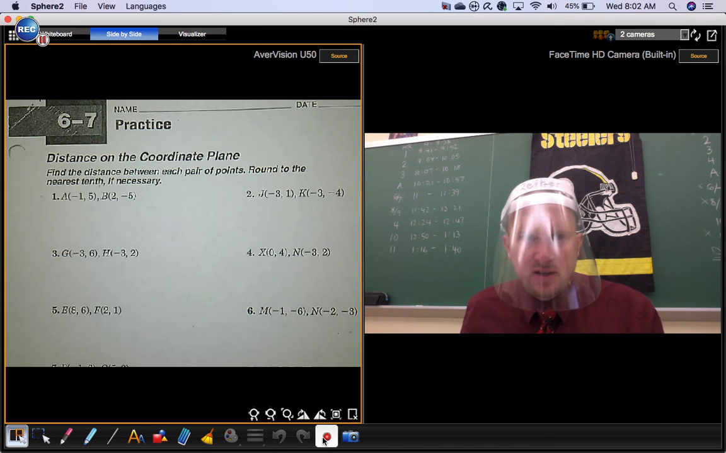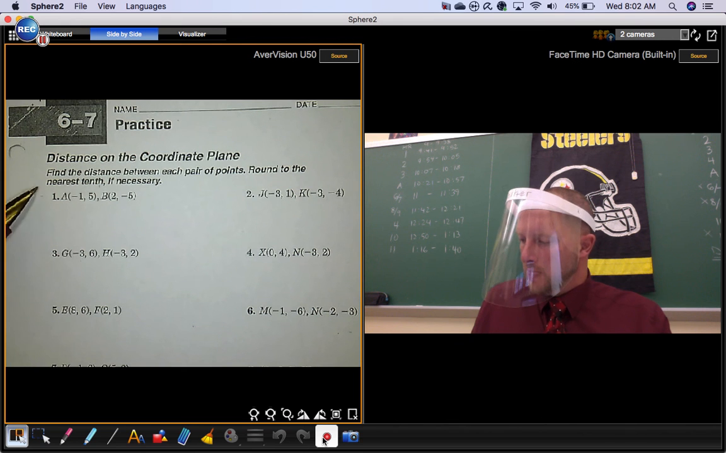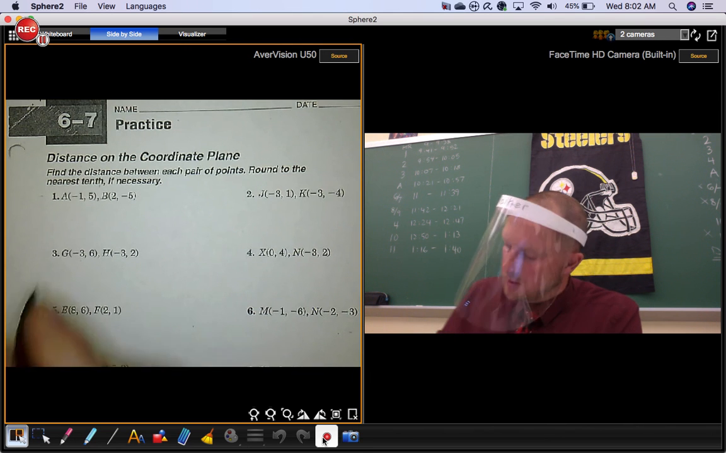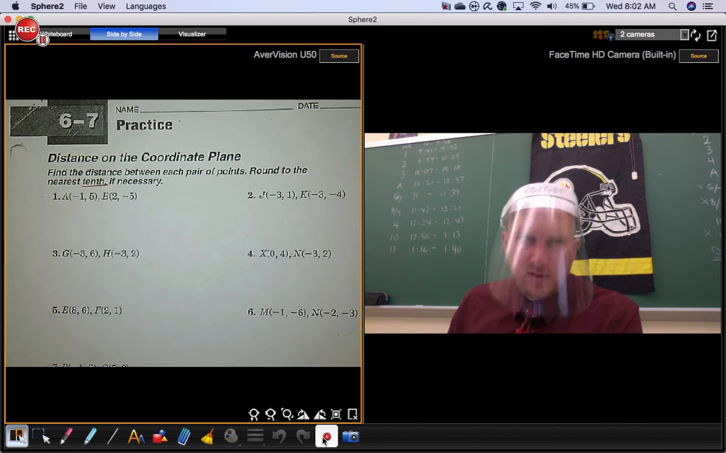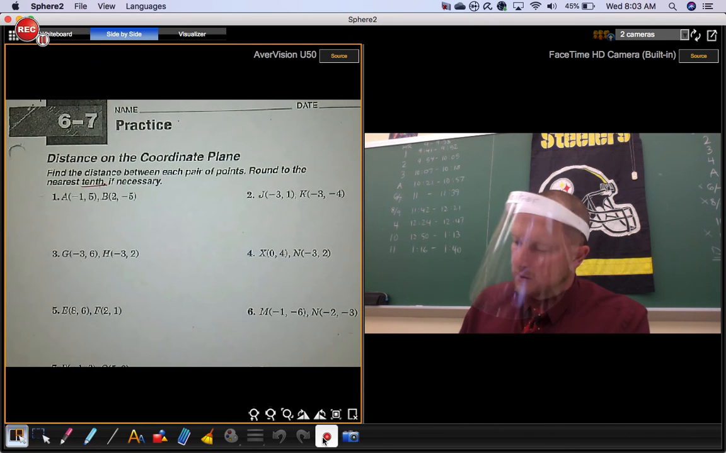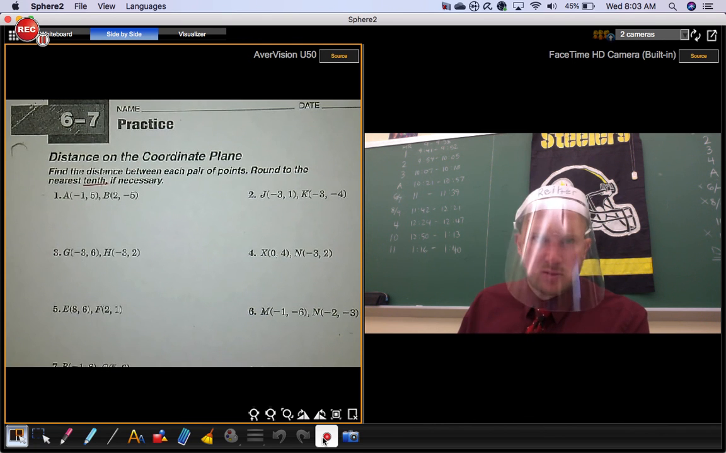Practice page for section 6.7. It's just using the distance formula. That first part asks you to find the distance between each pair of points and round to the nearest tenth if necessary. We typically round to the nearest hundredth. That's 2 decimal places. Tenth is 1 place. So even though it says tenth, we're going to round to the nearest hundredth just because that's what we're going to do pretty much all year.